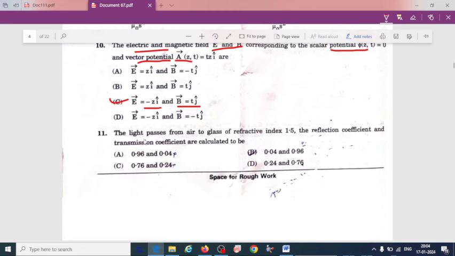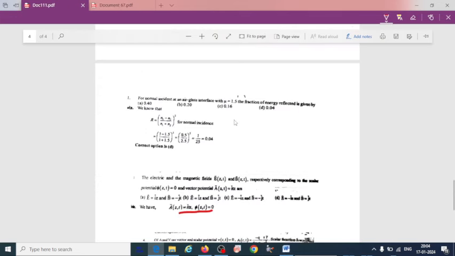Then the next one: light passing from air to glass of refractive index 1.5, the reflection and transmission coefficients are. As we know the equation for the reflection and transmission coefficients, the reflection coefficient is (n1 minus n2) divided by (n1 plus n2), to the power square. The refractive index of the given glass is 1.5. If we substitute, we get the reflection 0.04.